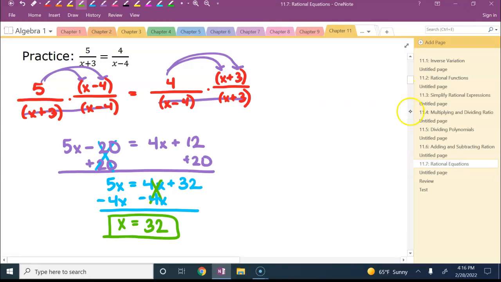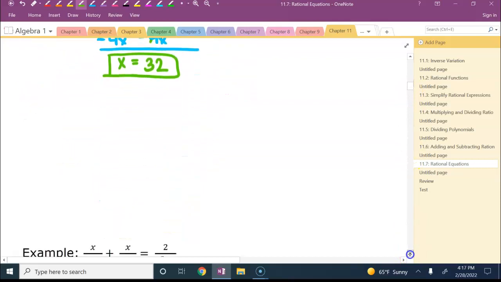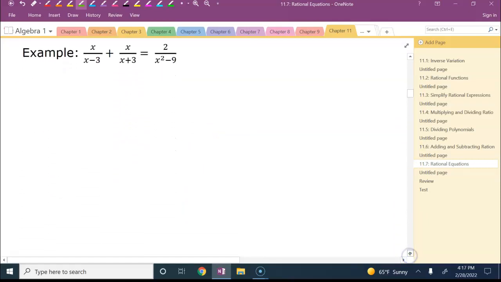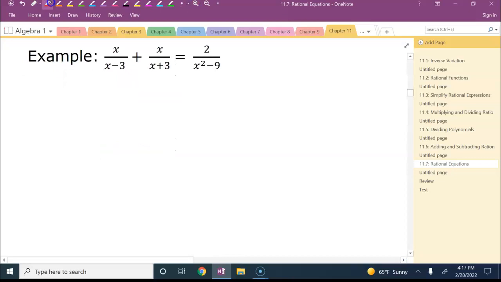All right, let's take a look at another example that's a little more complicated. So this time we have 3 fractions. We're trying to add these fractions over here on the left, and then we have it set equal to this other fraction here on the right side. The first thing I would do is take a look at the bottom of that last fraction that says x squared minus 9. Remember our factoring that we've been doing periodically throughout this chapter with those rational expressions.